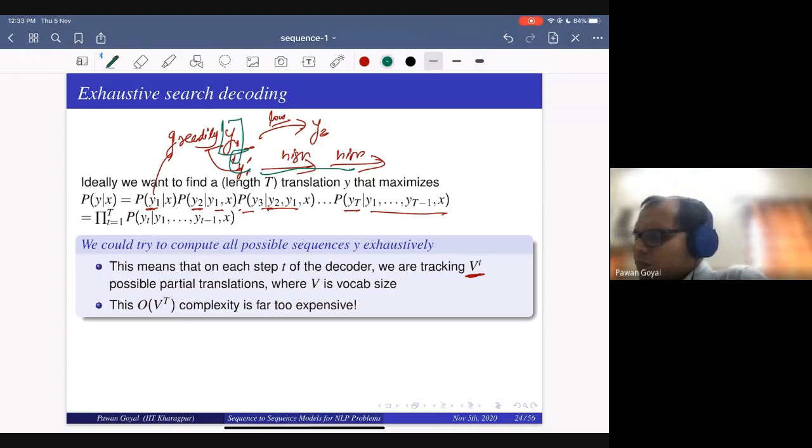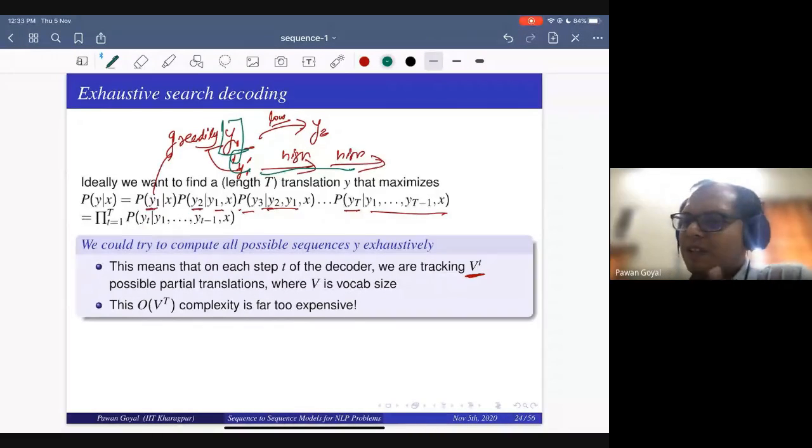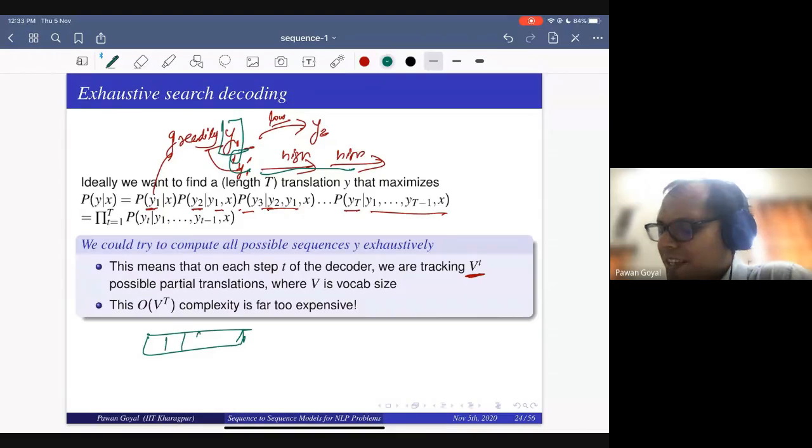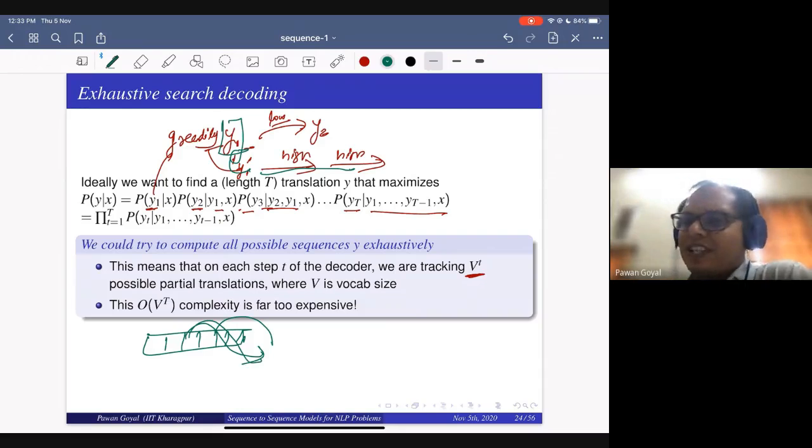So if you have to actually get the correct solution, you need to take care of all the possible sequences that you're generating. Okay, all the probability distribution, I have to take care of. Maybe the best one here is not sufficient. The second best may be sufficient, or the third best may be sufficient. And keep using this for the next sequences.